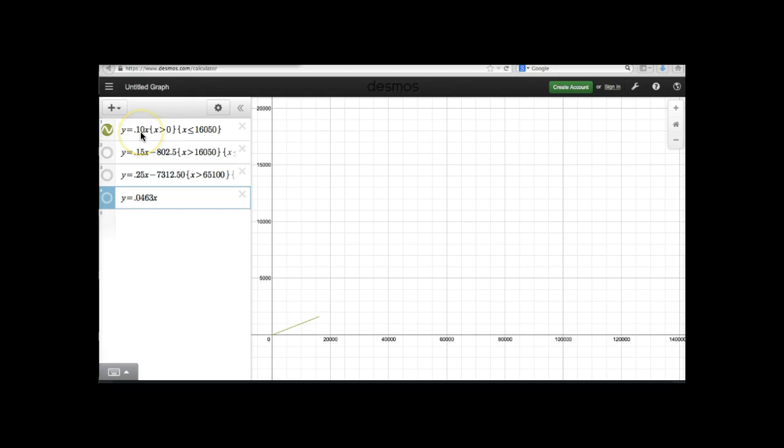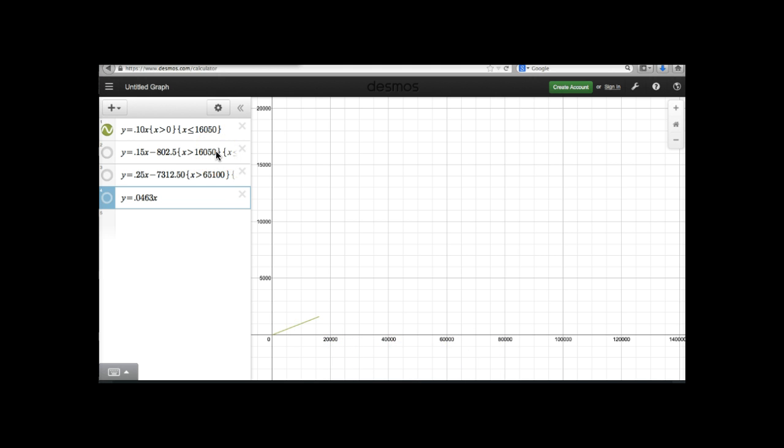When I put in this first function, this is saying we want x to be greater than 0. We also want x to be less than or equal to 16,050. So if you remember the interval, it went from 0 to 16,050. So this is the way you'll have to input it. Now look what it did to my function. It started at 0, and it went all the way up to 16,050. Down here, my x-axis represents my income, remember.